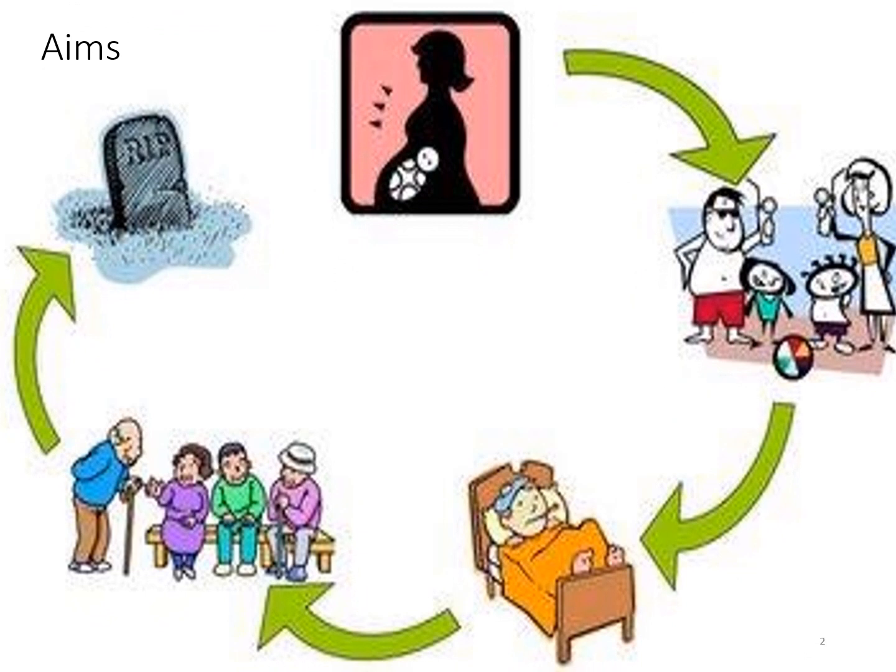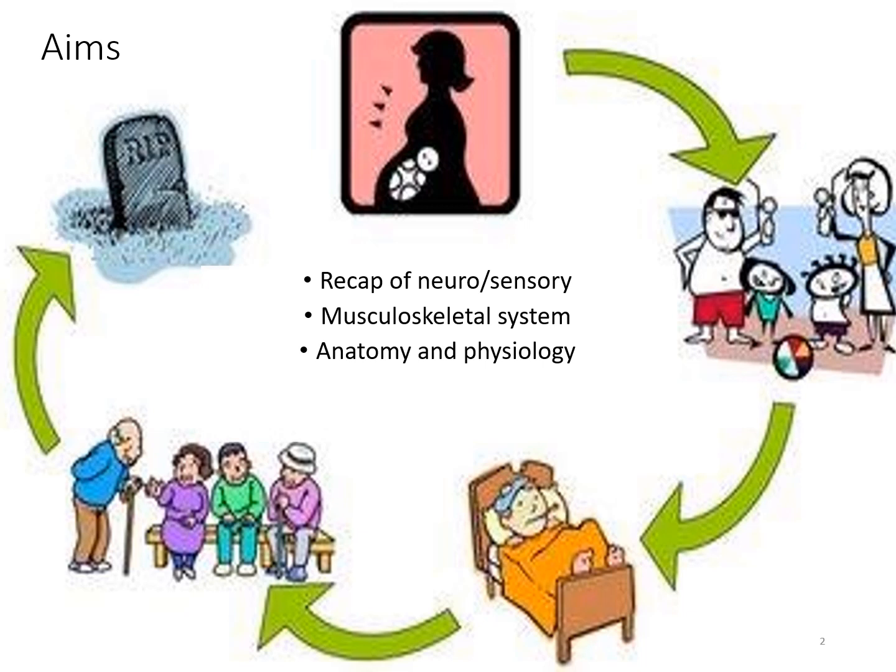So this is just to tell us what we're going to go through during this session. We're going to do a brief recap of neuro and sensory, a little quiz there to keep you all awake. We're going to go through the musculoskeletal system and some anatomy and physiology, as well as some pathology, pathophysiology, and some nursing considerations. So what's a pathology? Pathology is just when something goes wrong, and pathophysiology is how the thing that's gone wrong goes wrong.